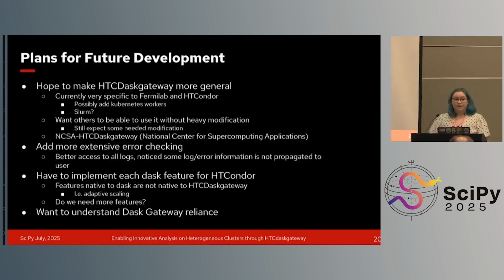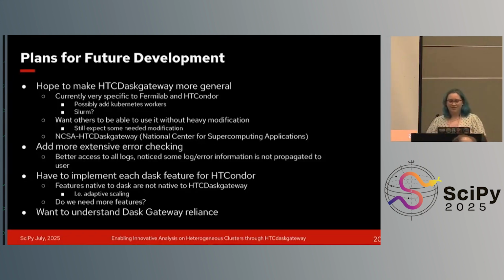We also want to add more extensive error checking, because right now we have an issue where the scheduler can have an error that doesn't actually get propagated to the user, and it's a simple error like an import error, and they won't see that. And that's unfortunate, so we do want to get that to them so that they can actually fix that and run their jobs again.